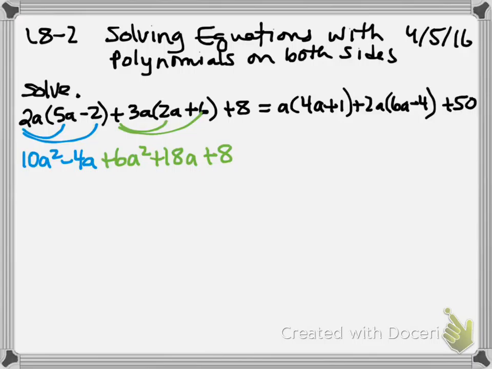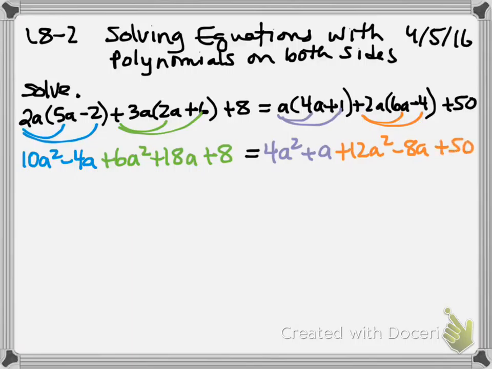And then we're going to distribute a. So a times 4a is 4a squared. A times 1 is a. Then we're going to distribute positive 2a. So 2a times 6a is positive 12a squared. And then 2a times a negative 4 is a negative 8a, and then we have a plus 50.